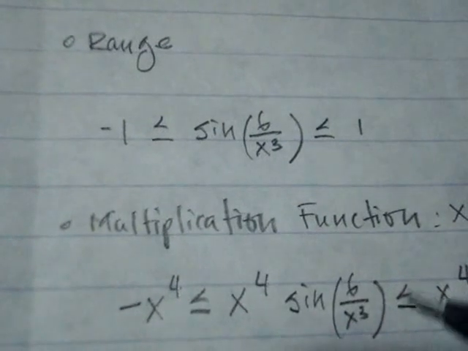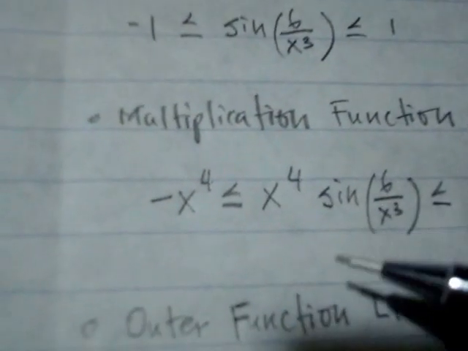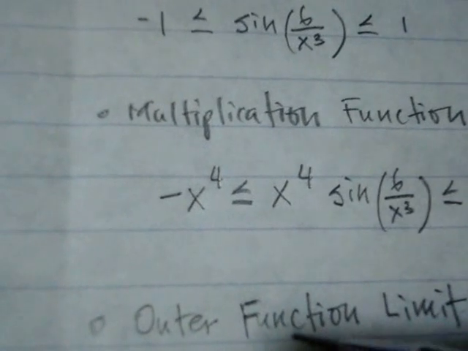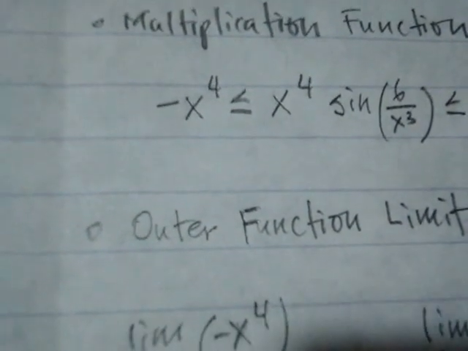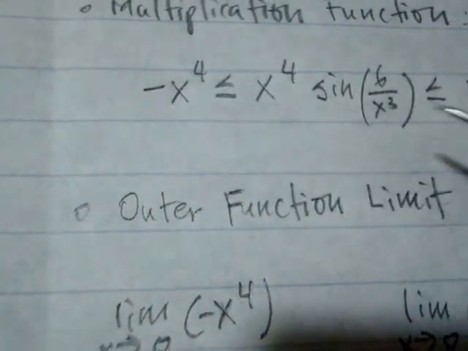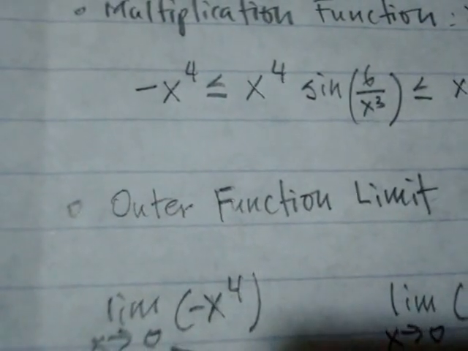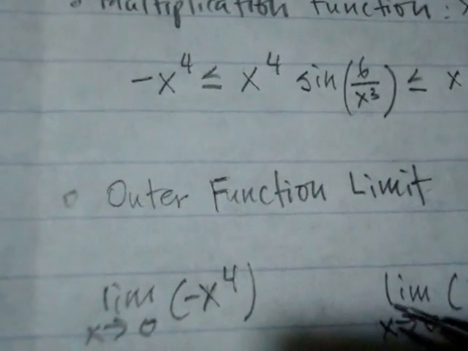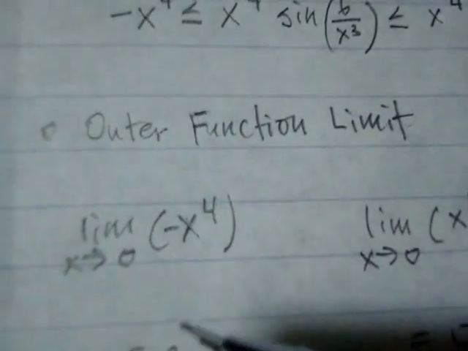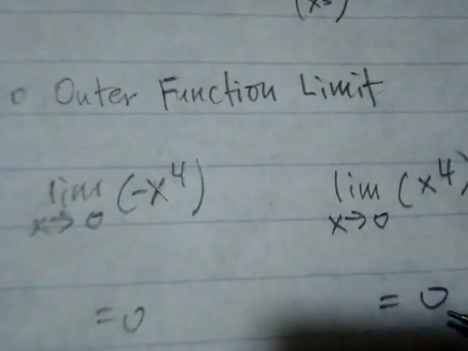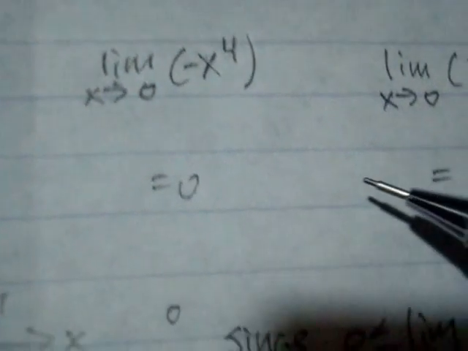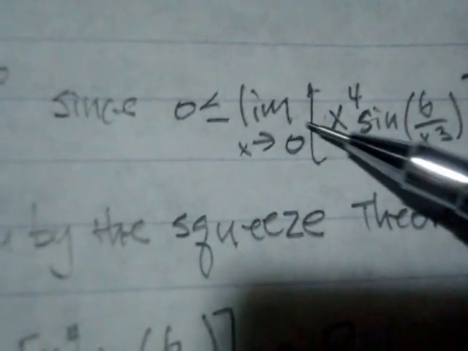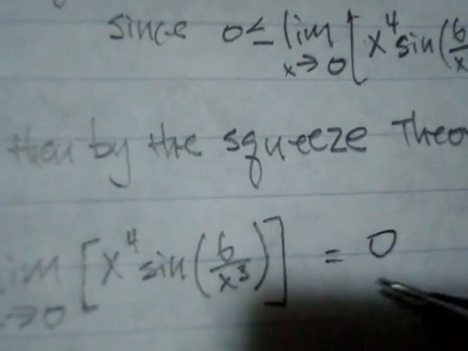Once you do the multiplication, the next thing is to take the limit of the outer functions. This is an outer function, and this is also another outer function. So you take the limit as x approaches 0 for each. When you solve this, it will become 0, and this one can also become 0. So since the given expression is greater than or equal to 0 and less than or equal to 0, by the squeeze theorem, this given expression will become 0.